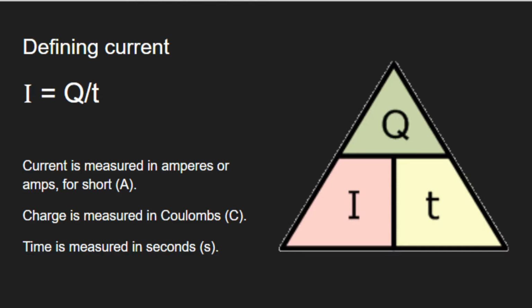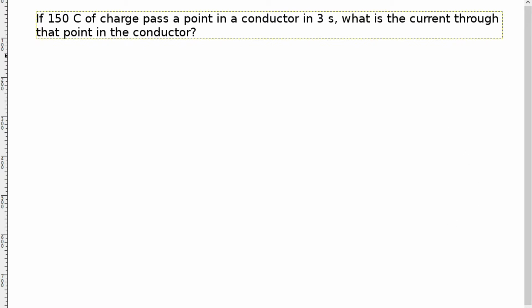Let's see if we can switch over here. Okay. So our first example says if 150 coulombs of charge pass through a point. Sorry for the grammar. Oh, let me plug in my tablet here.